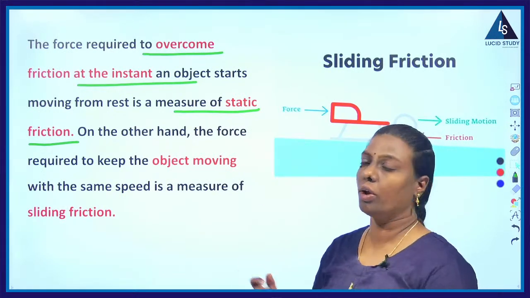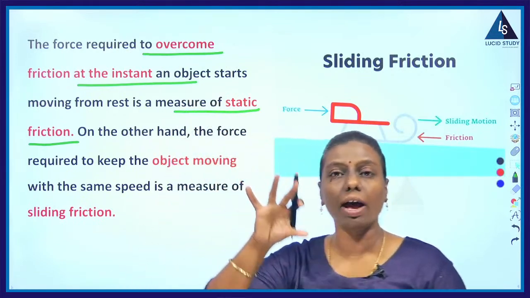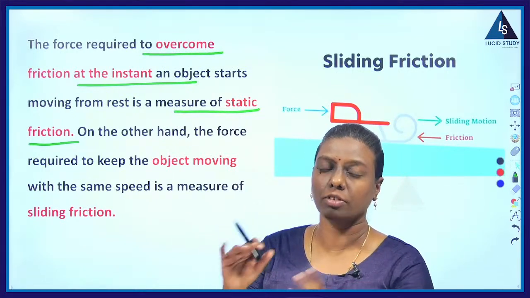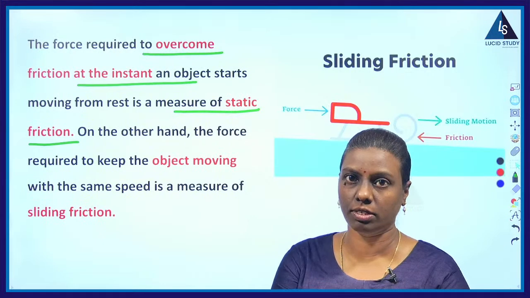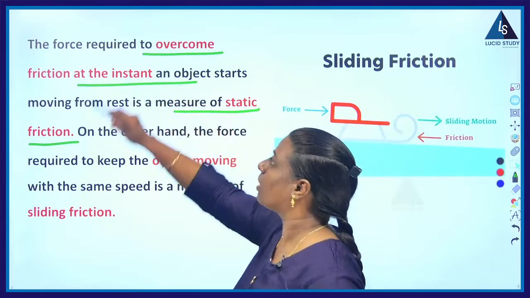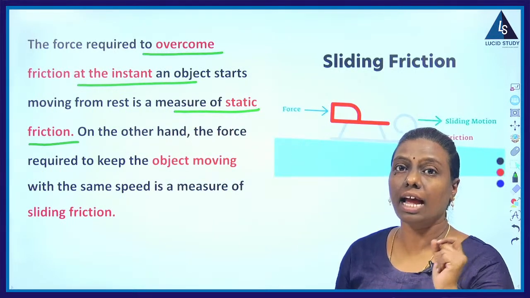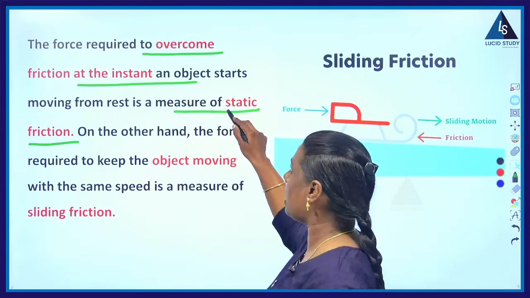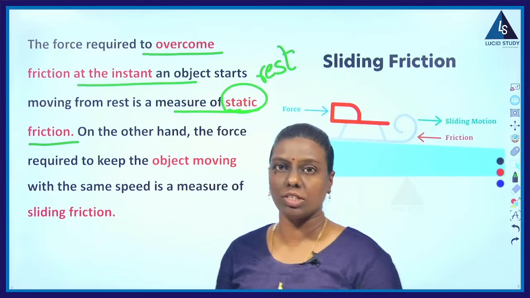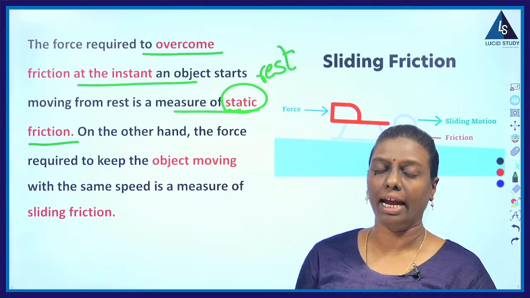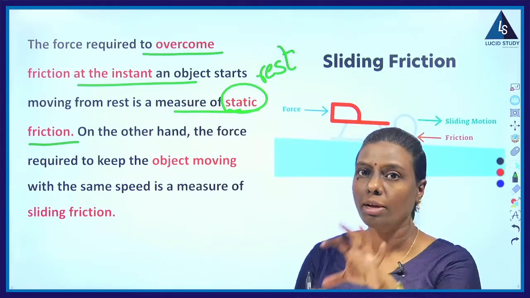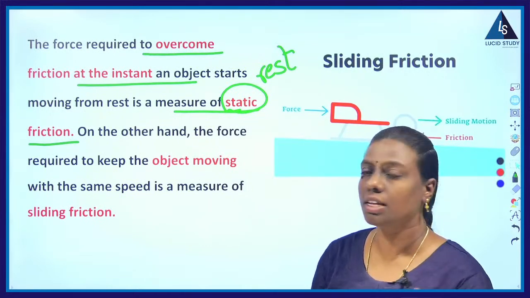Now here, what you are going to observe is the force required to overcome the interlocking of the surfaces at rest, to start moving the object. How much force you have applied to move the object, against the force of friction that opposes it, that friction we call static friction. Static means the object is at rest.